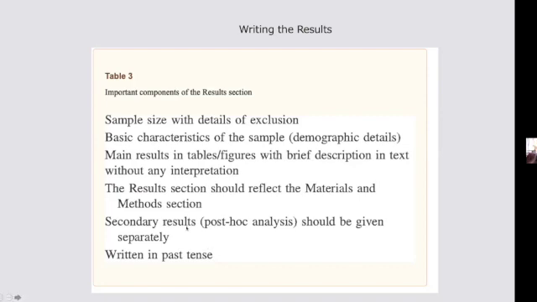So the secondary results should be given separately. What are secondary results? These are post hoc analyses. What do we mean by that? These are your second layer of analysis of the results. Okay, and of course, everything should be written in past tense.